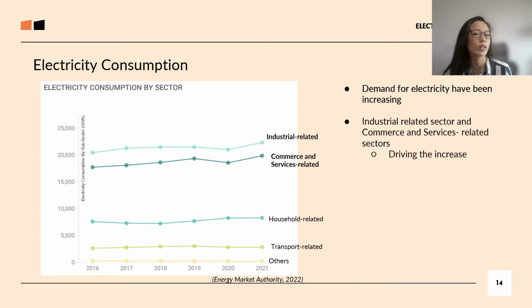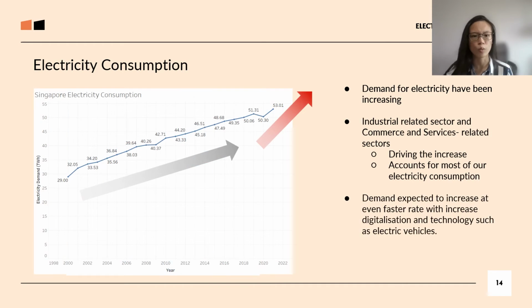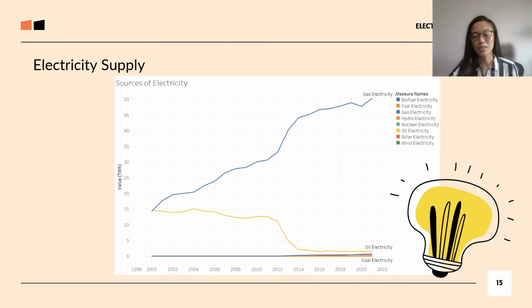Diving deeper and looking at the source of demand, we see that the industrial-related and the commerce and services-related sectors seem to be driving this increase. And as of 2021, the industrial-related sector accounts for most of our electricity consumption at 41.7%. Going forward, Singapore's electricity demand is expected to increase at an even faster rate with increasing digitalization and technological advancement such as electric vehicles. Now, what about electricity supply?